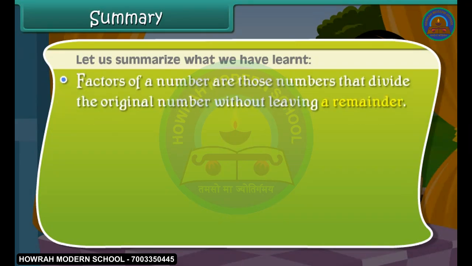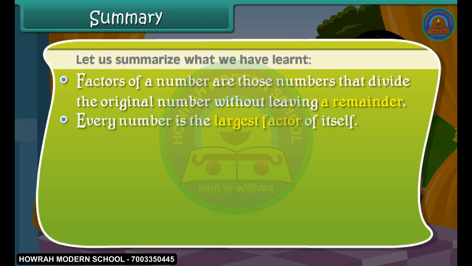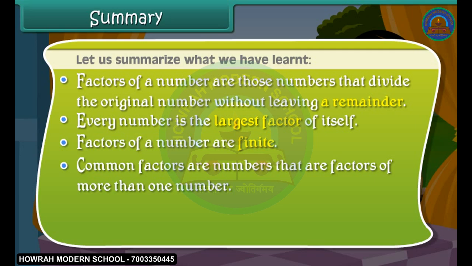Factors of a number are those numbers that divide the original number without leaving a remainder. Every number is the largest factor of itself. Factors of a number are finite. Common factors are numbers that are factors of more than one number. Factors.